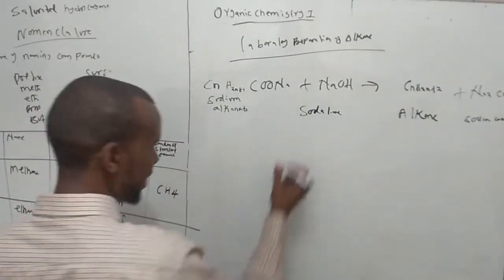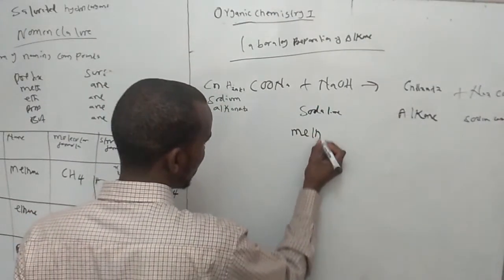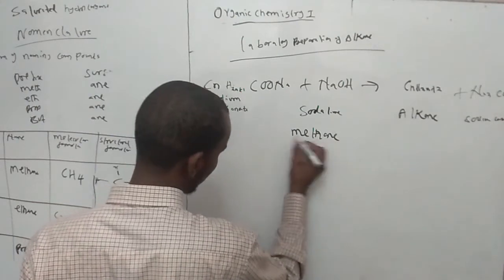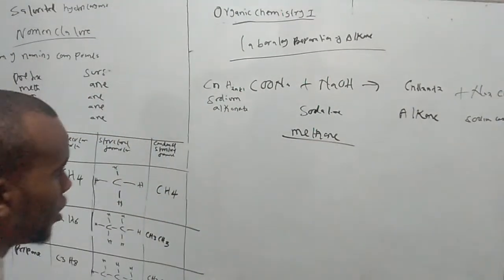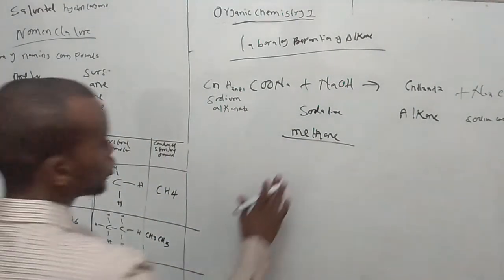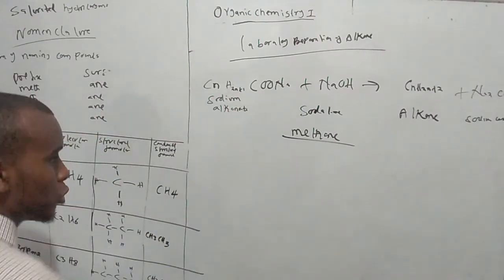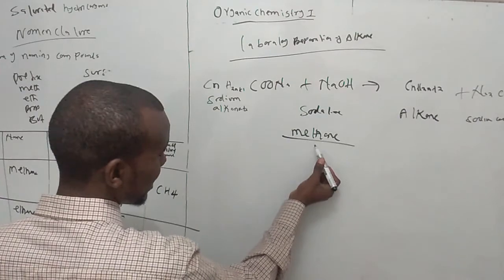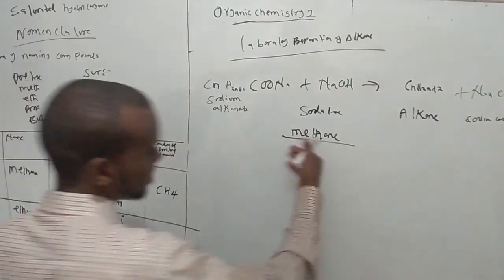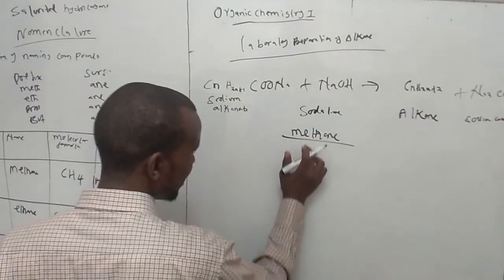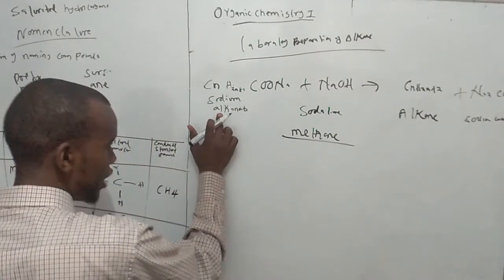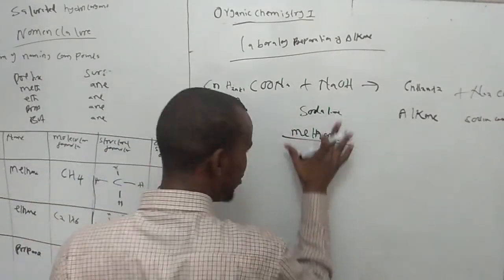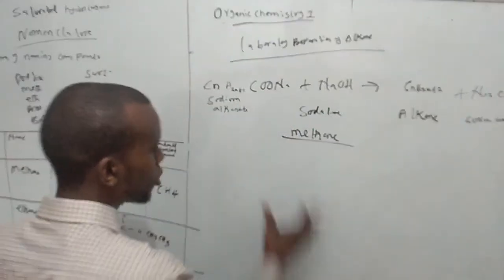Now, if I take an example of methane, normally for methane we use sodium ethanoate. If you are preparing methane gas, you use the next compound, which is ethane. If it was ethane that we are going to prepare, we use propane. If it was propane, we use butane, the next compound.